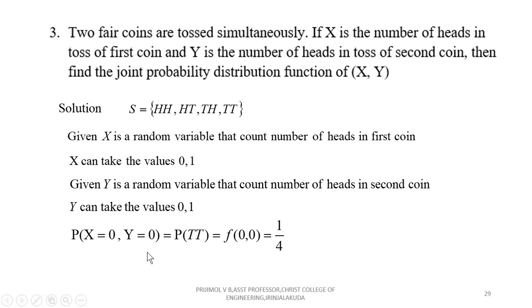So f of (0, 0), that means probability when x equal to 0, y equal to 0. So this will happen only when you have the outcome TT, because x equal to 0 means there is no head in the first coin, y equal to 0 means there is no head in the second coin, and the probability of TT is nothing but out of 4 outcomes we have only one such outcome, therefore the probability is 1 by 4. Probability of x equal to 0, y equal to 1, that is no head in the first coin, one head in the second coin. So which is the probability of this outcome, TH, and you know TH is appearing only once, therefore the probability is 1 by 4.